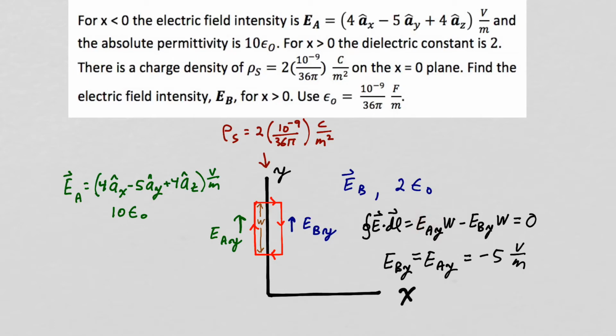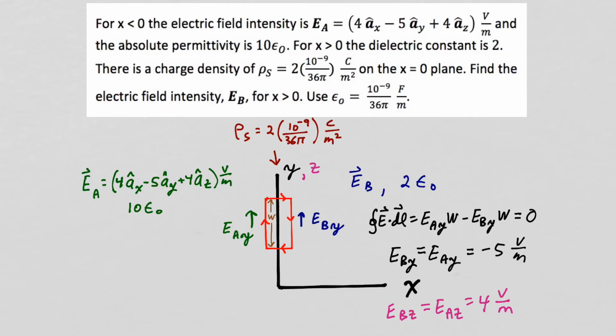Always work with your fields in symbol form and then plug in the actual values later. So E sub ay is minus 5, and that's what you would plug in for E sub ay. Working with symbols till the end, it's less likely that you'll make errors with minus signs. Everything would be analogous if this was the z-axis instead. So E sub bz is equal to E sub az, which is equal to 4 volts per meter.